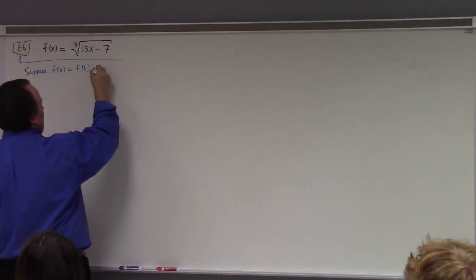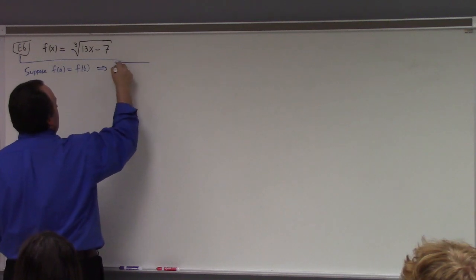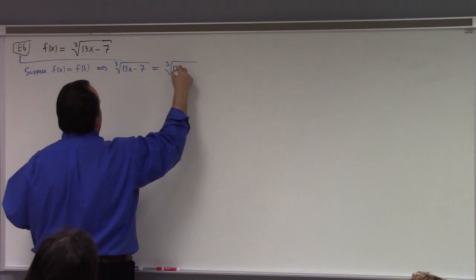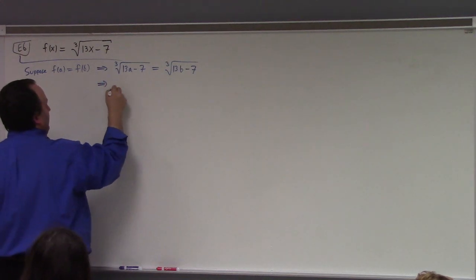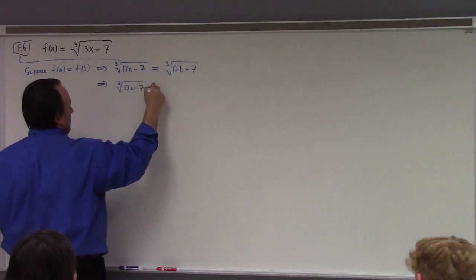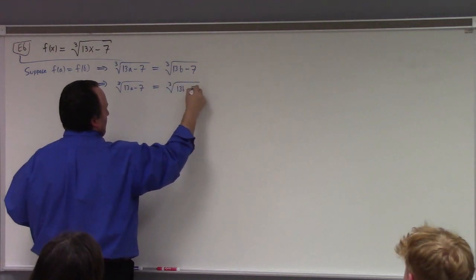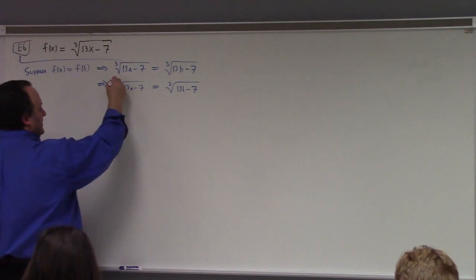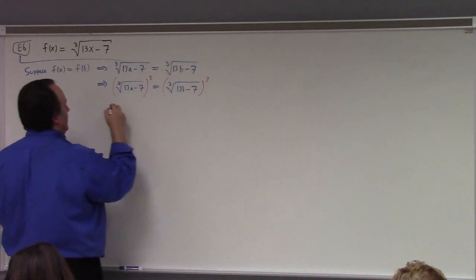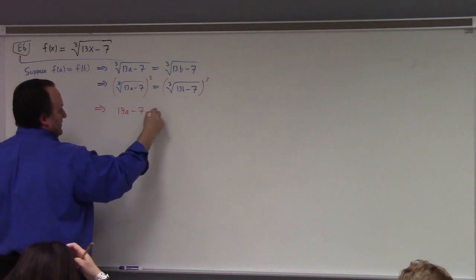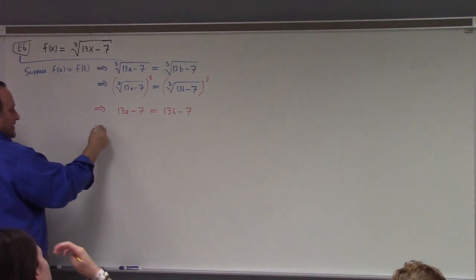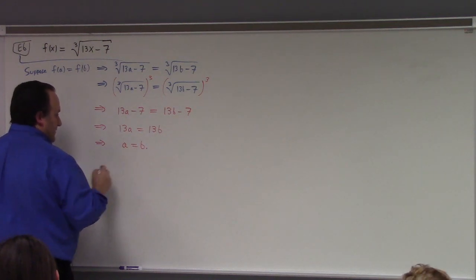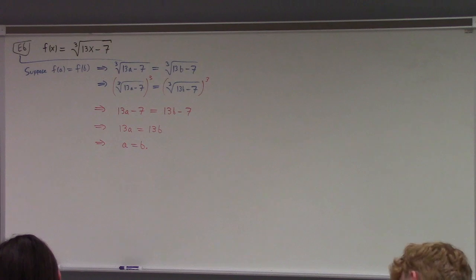So that implies that the cube root of 13a minus 7 is equal to the cube root of 13b minus 7, right? But then I can take that and do what? How do I get rid of the natural enemy of the cube root? The cube, right? So we cube both sides. And that gives us 13a minus 7 is equal to 13b minus 7, which of course gives us 13a is equal to 13b, which gives us a is equal to b. Hooray! The function is one-to-one.